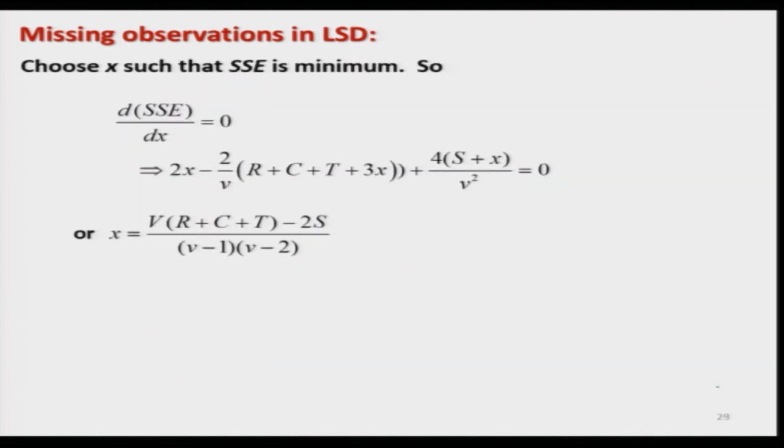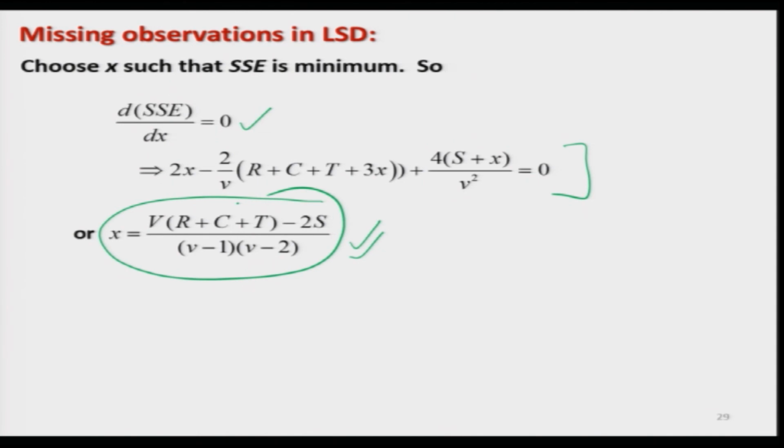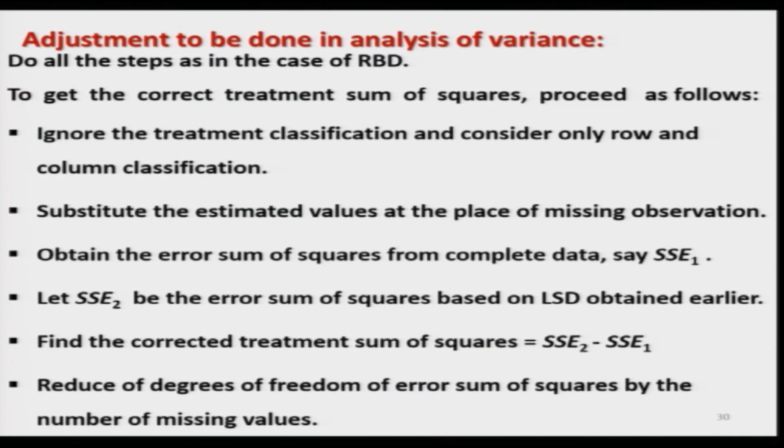Right. Now you simply have to differentiate it using the principle of maxima and minima. Differentiate it, put it equal to 0, and you will get an equation. Just try to solve it, and then you will get this value x, which is missing. Now this value is available to you on the basis of the data set which is known to us, and based on that you can conduct the analysis of variance.